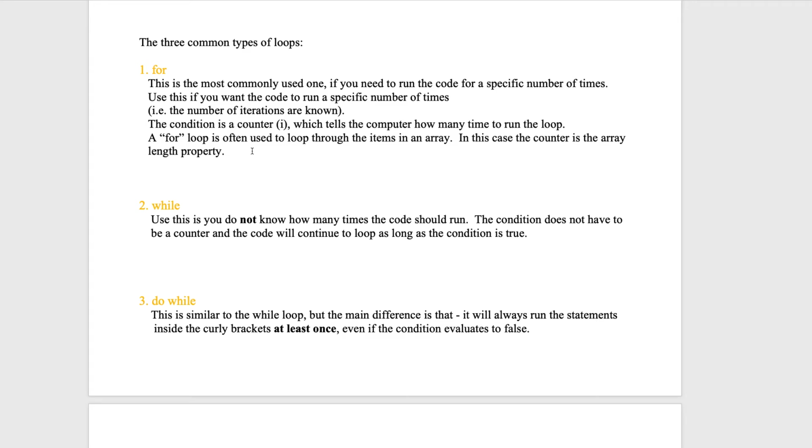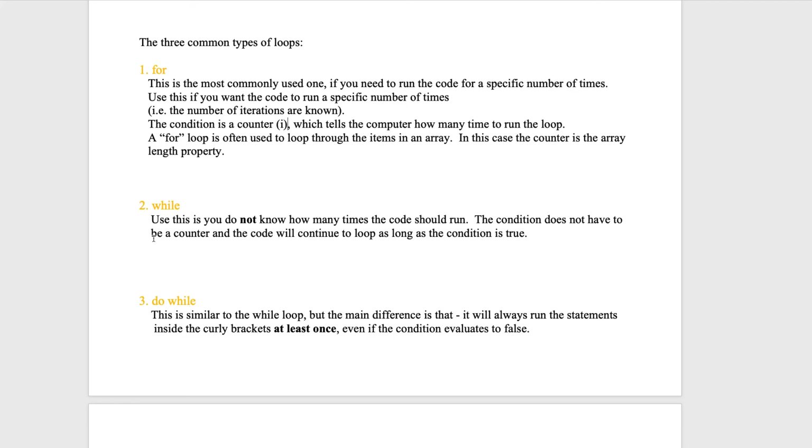The for loop can also be used with arrays. In this case, the counter is the array length property. So in the above example, we've used the for loop for numbers, incrementing by numbers, but we can also use it for strings, like an array. We'll explain that in more detail.